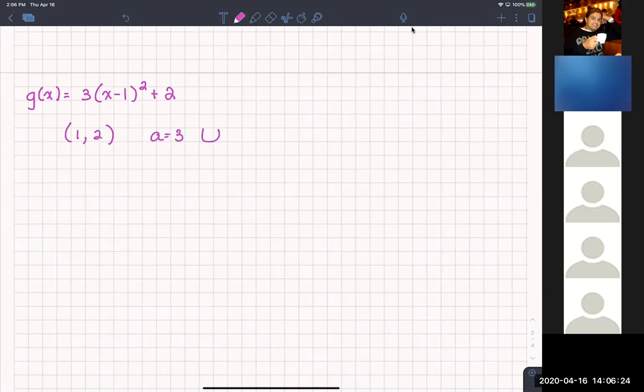Now, some things you can't do without some algebra. You can't look at this equation and tell me what the y-intercept is, and you can't tell me what the x-intercept is. You have to do some mathematics first. Remember, with standard form, we could just look at the equation and know where it crosses the y-axis. It was the constant term.